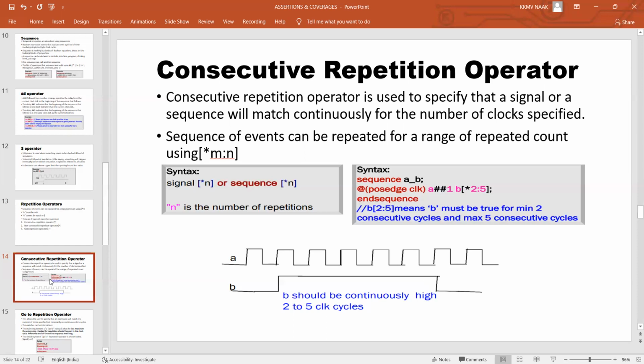Consecutive repetition operator. Yes, ma'am.